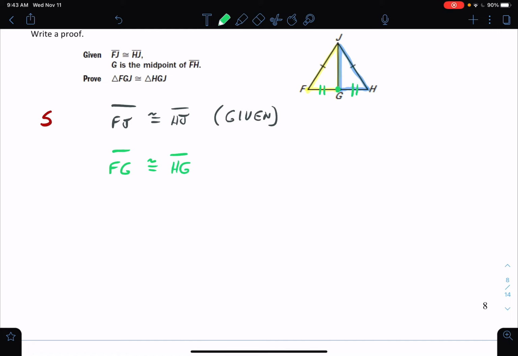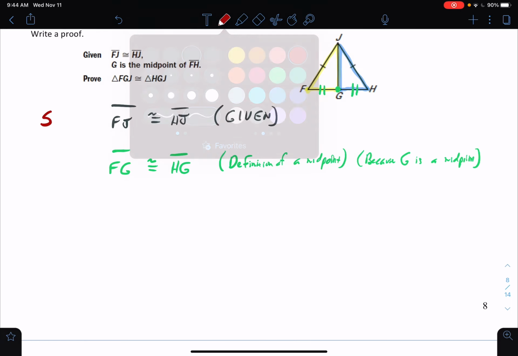And why did I know that? What's my math reason for that? Okay, how did you know that those two things were congruent? Well, that's the definition of a midpoint. Or you could say because G is a midpoint. What's your math reasoning for knowing that these two segments are congruent? G is a midpoint. All right, now what does that give us? That gives us another side. So we're so close to side, side, side right now. We just need the third side.